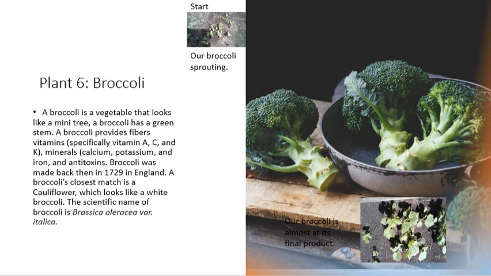Plant 6. Broccoli. A broccoli is a vegetable that looks like a mini tree. A broccoli provides fibers and vitamins, specifically vitamin A, C, and K. Broccoli closely matches the cauliflower, which looks like white broccoli. Here are some pictures of our garden so far.